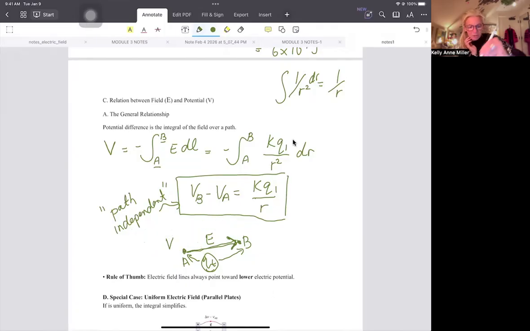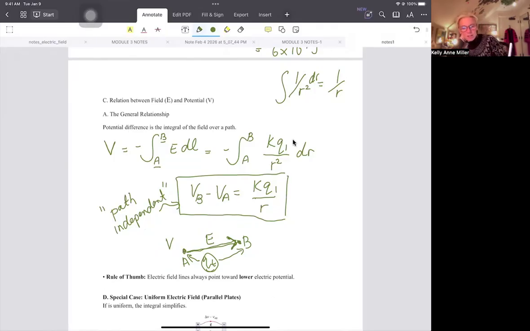Okay, let me just erase that squiggly line so it doesn't get so messy. But this is an important point. It's only the difference between the 2 points that matters, the path that a charge takes in between those 2 points doesn't matter.